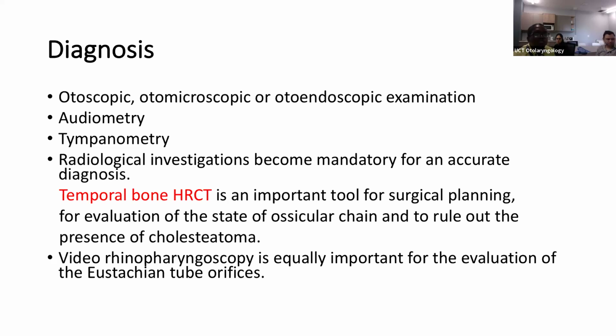Then radiological examinations like the temporal bone high resolution CT are important for surgical planning, to evaluate the state of the ossicular chain and to rule out the presence of cholesteatoma. And then doing a video rhinopharyngoscopy is also useful to evaluate the eustachian tube, whether there are openings, whether there's adenoid hypertrophy, which is initiating all this, or a nasopharyngeal tumor or something like that.